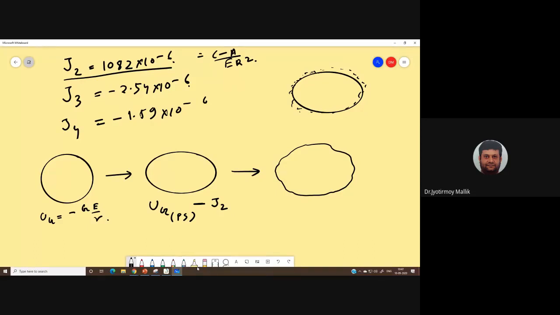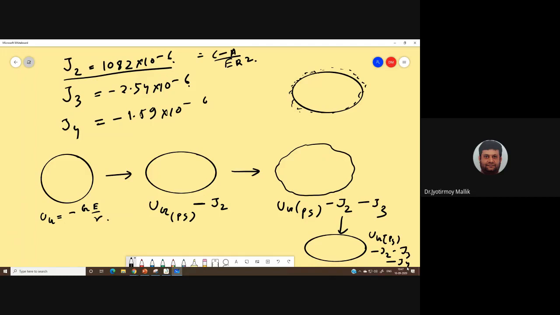So to accommodate that, what I will do is UG perfect sphere minus J2 minus J3. Then I go another step forward, and I again draw, and I become closer to reality. Then that will be UG perfect sphere minus J2 minus J3 minus J4. And this will continue. We will never be able to reach the absolute reality, right?